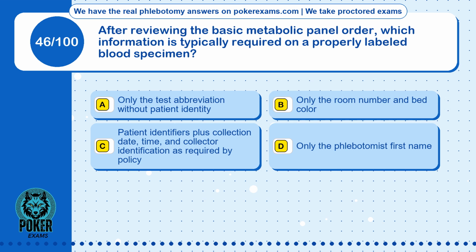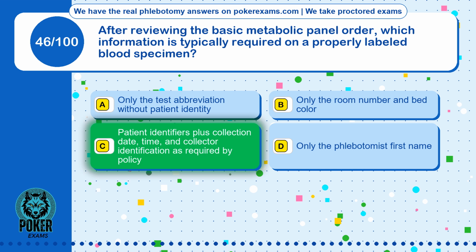Question 46. After reviewing the basic metabolic panel order, which information is typically required on a properly labeled blood specimen? Option A. Only the test abbreviation without patient identity. Option B. Only the room number and bed color. Option C, patient identifiers plus collection date, time, and collector identification as required by policy. Option D. Only the phlebotomist first name.